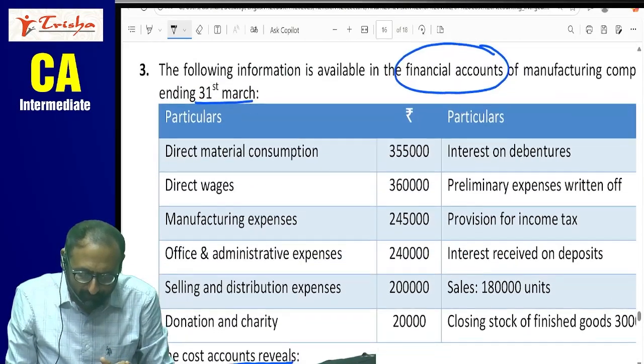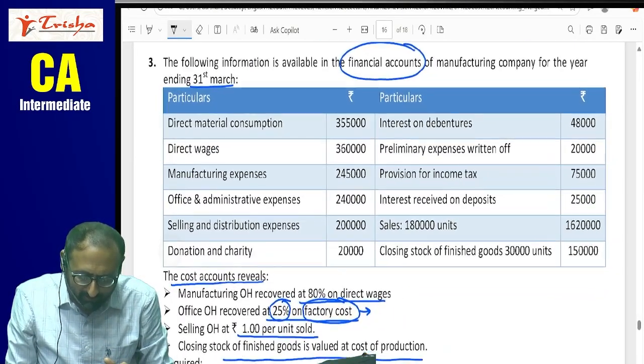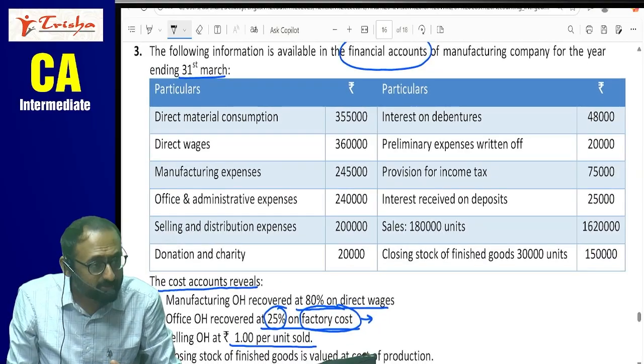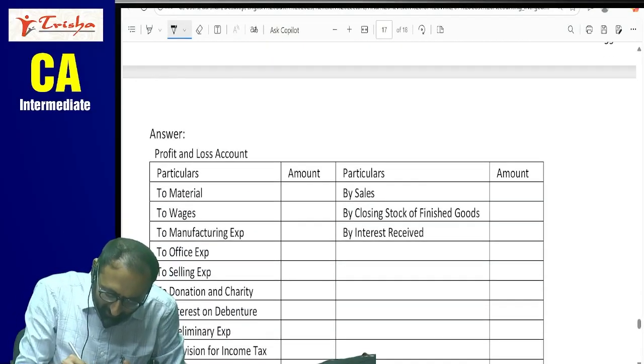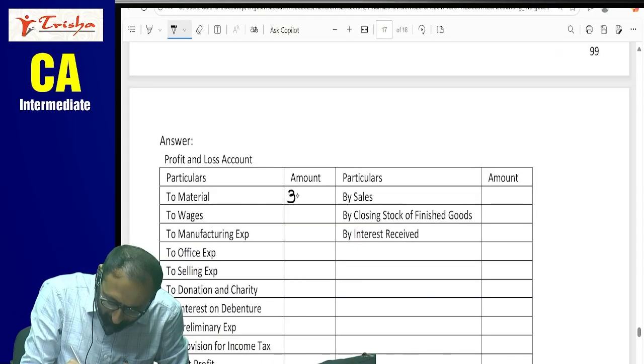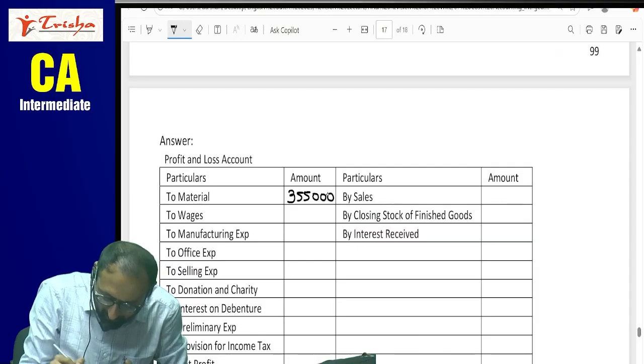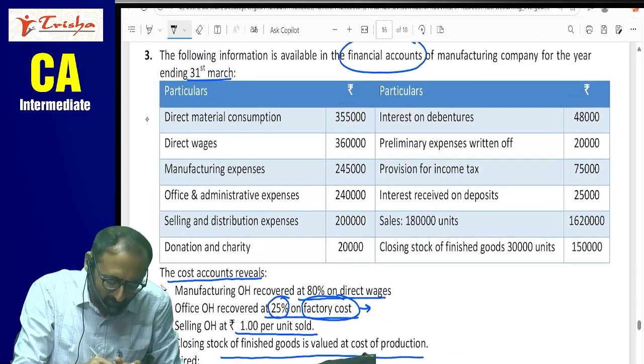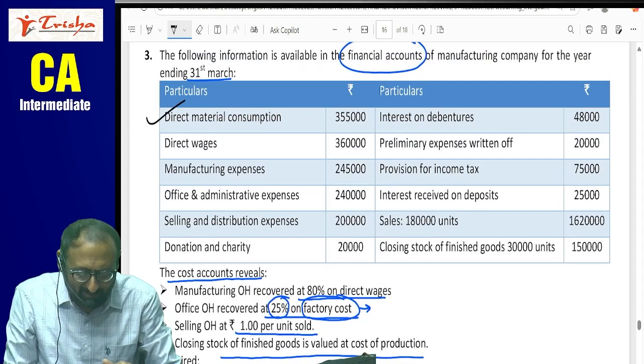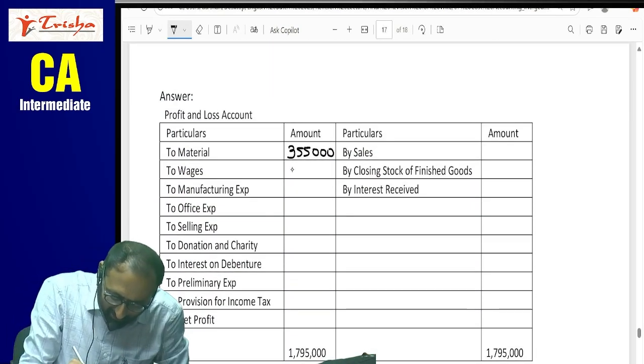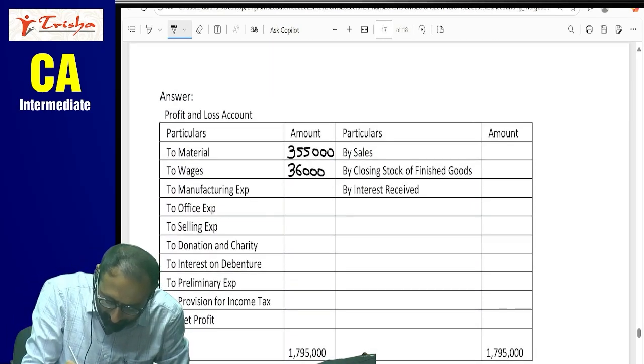Material consumed. Is it 3,55,000? Yes or no? So material consumed, I'll write 3,55,000. Done, sir. So first item is over. Wages, 3,60,000 is your wages. So I'll write wages 3,60,000 here.